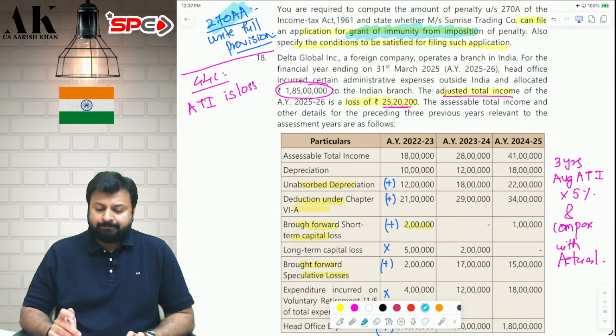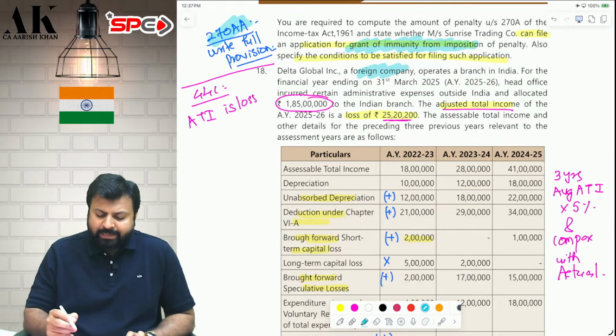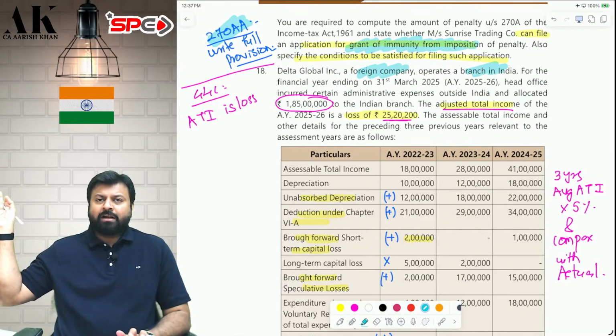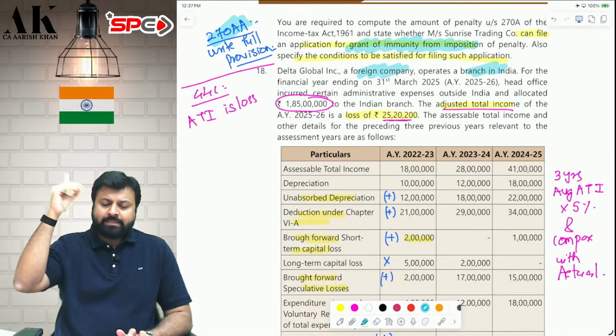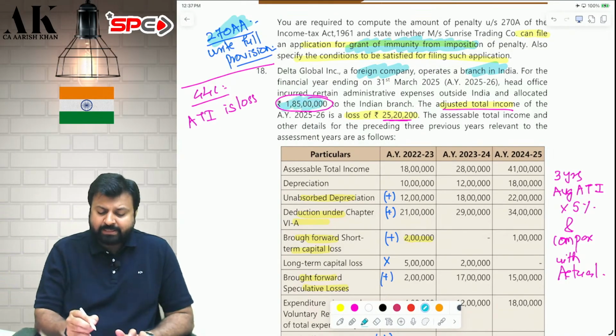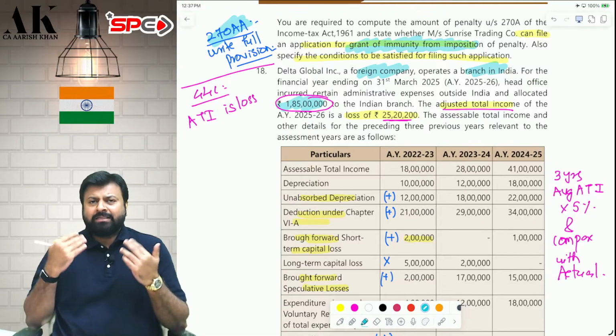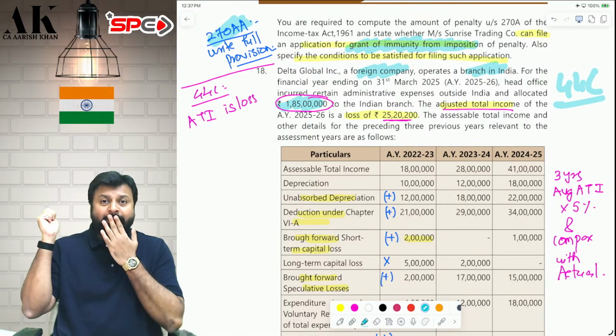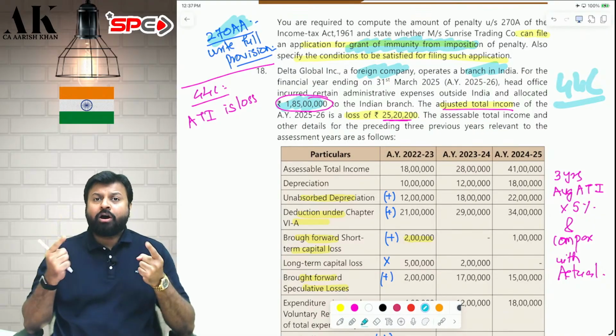Question number 18. There is a foreign company outside India, or a non-resident outside India, which has a branch in India. They are allocating some head office expenses of 1 crore 85 lakhs in India. Will they get a deduction in India? Yes. As per 44C, they can get it. But how much? The amount allocated, that is 1 crore 85 lakhs, or 5% of adjusted total income, whichever is lower.